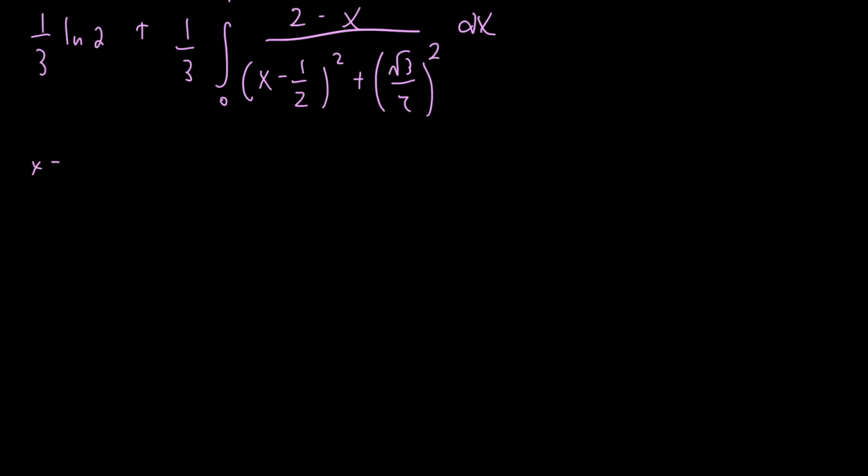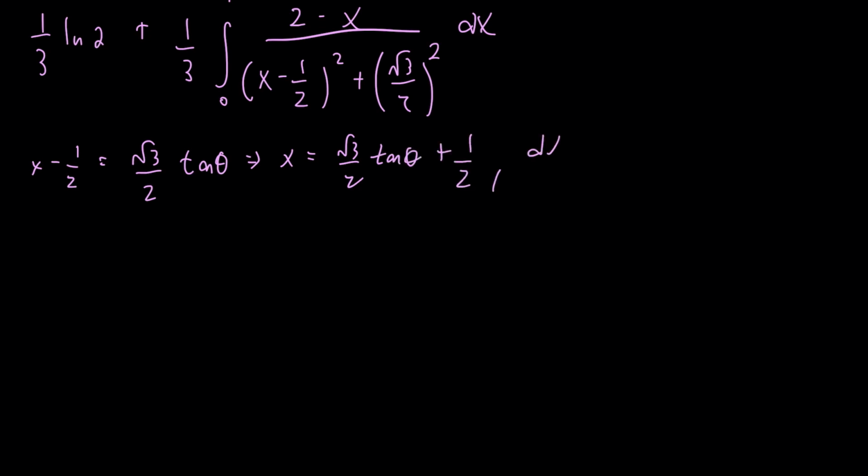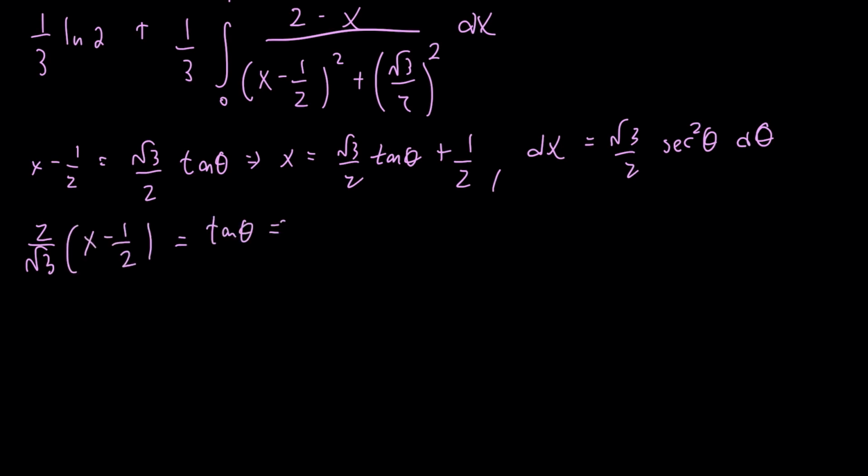So we're going to let x minus a half equal the square root of 3 over 2 tangent theta. But that means that x is the square root of 3 over 2 tangent theta plus a half, and dx is the square root of 3 over 2 secant squared theta d theta. And for the bounds, solving for theta, we have 2 over the square root of 3 times x minus a half is the tangent of theta, but that means that theta is the arctangent of 2 over the square root of 3 times x minus a half.